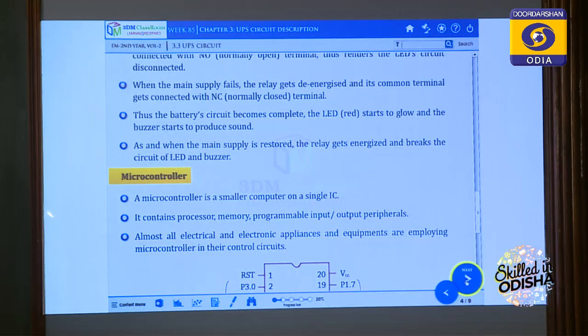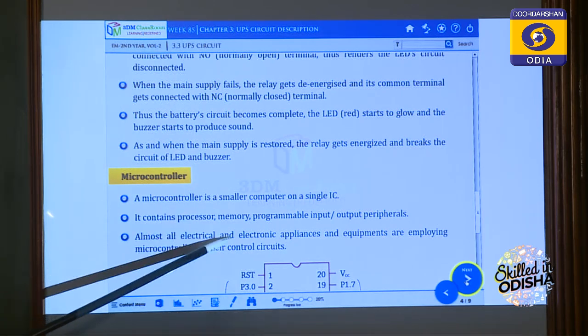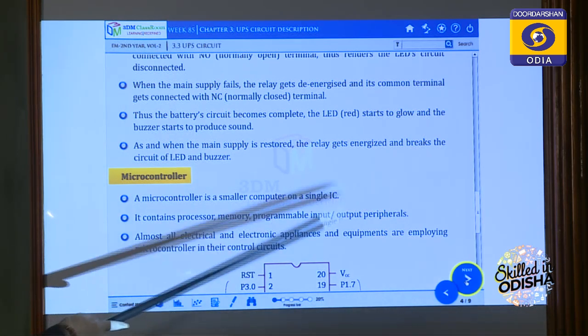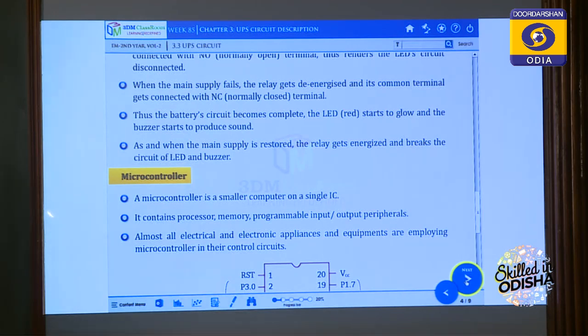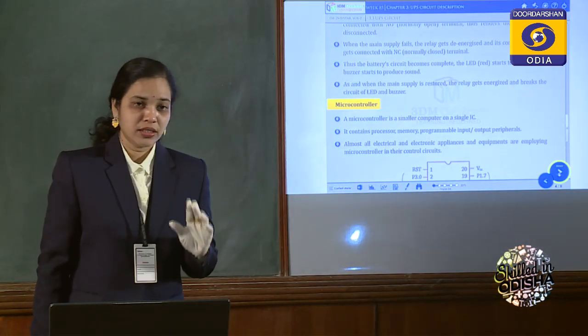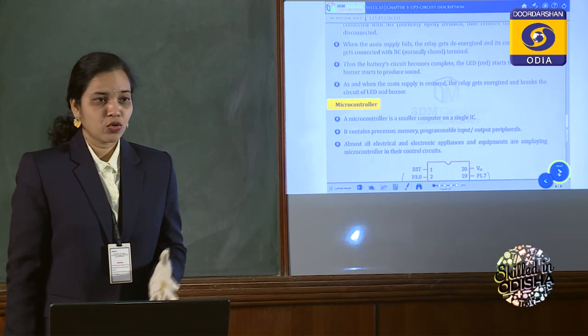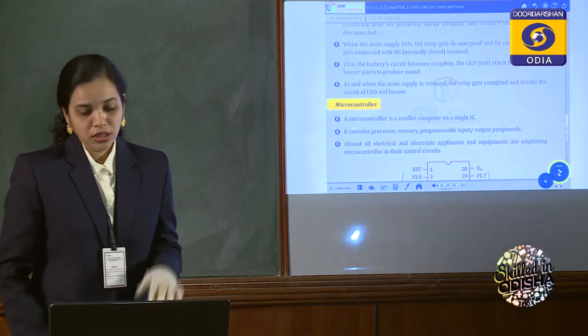A microcontroller is generally a small IC which contains a processor, memory, programmable input, output, and peripherals. A microprocessor is generally a main IC which we use in many equipments to control all the operations.